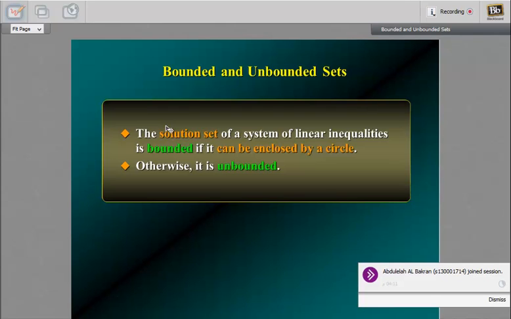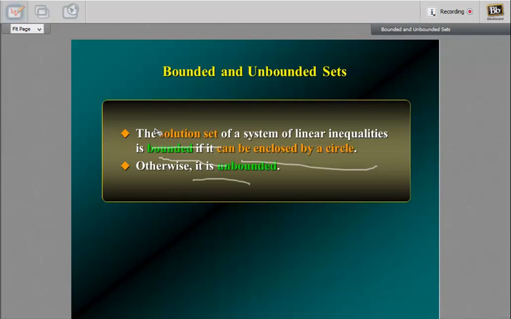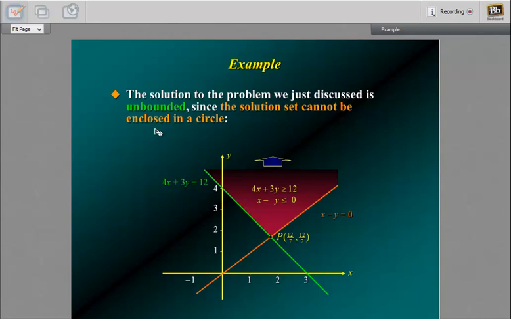So now the other definitions are: the solution set of a system of linear equations is bounded if it can be enclosed by a circle, otherwise it is unbounded. So any problem, if it is enclosed in a circle, then we say that it is bounded. I will show you from an example what is bounded or unbounded.